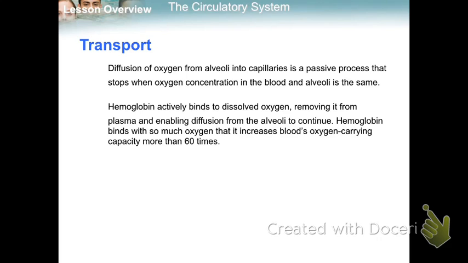Diffusion of oxygen from the alveoli into the capillaries is a passive process. It doesn't require any energy. And it stops when oxygen concentration is the same in both places, in the blood and the alveoli. Hemoglobin is what transports the oxygen. It binds to the dissolved oxygen, and it enables the diffusion from the alveoli to continue. Hemoglobin takes care of so much oxygen that it increases the blood's oxygen carrying capacity more than 60 times.